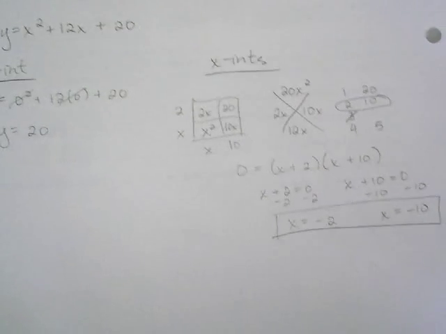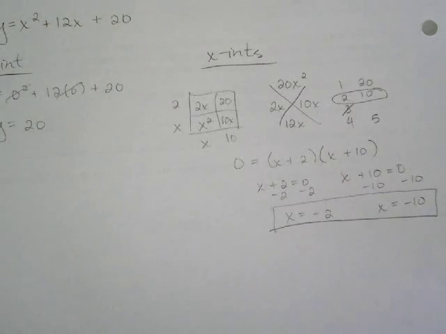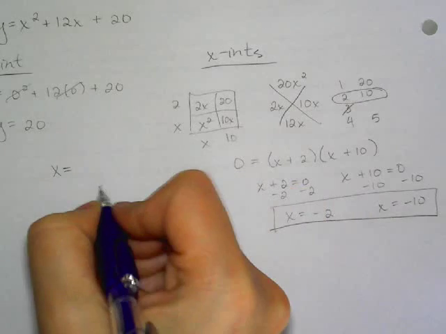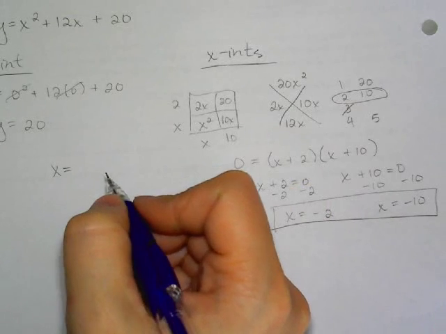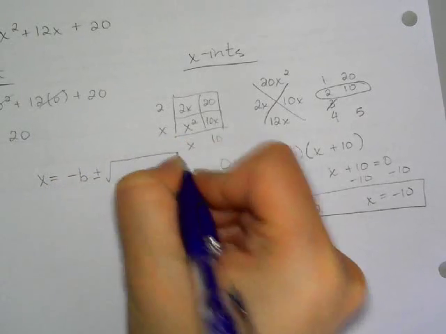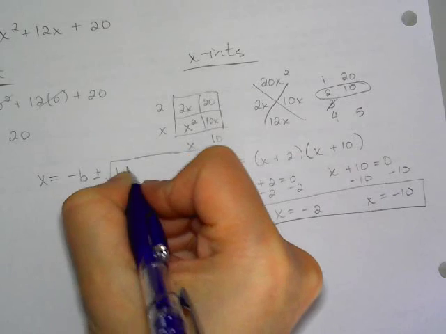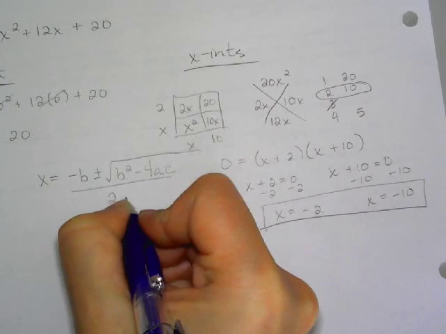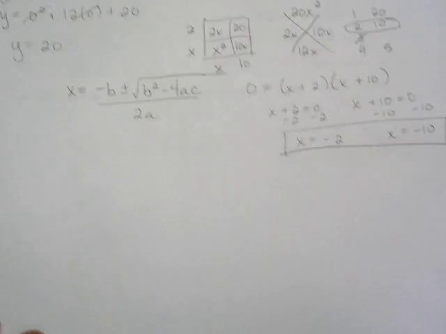So that's using factoring to solve a quadratic equation, or to find your x-intercepts. The other method is the quadratic formula, because not all quadratic equations can be factored. We have the quadratic formula, and that is x equals, you might put this in your notebook just so you have it, negative b plus or minus square root of b squared minus 4 times a times c, all divided by 2a.